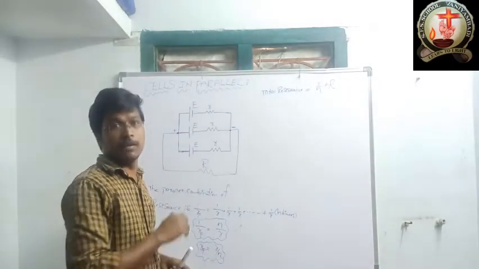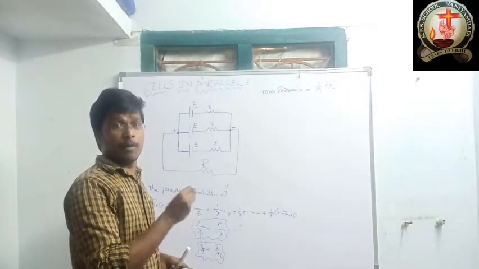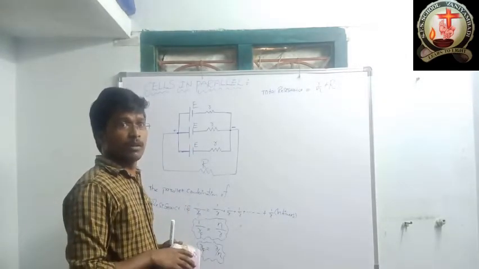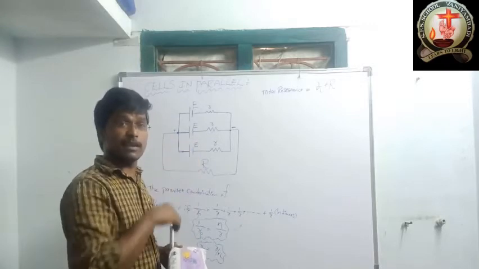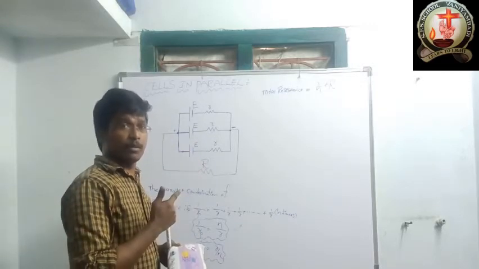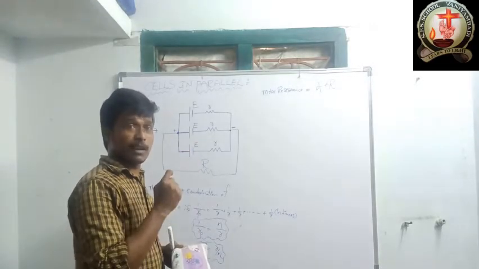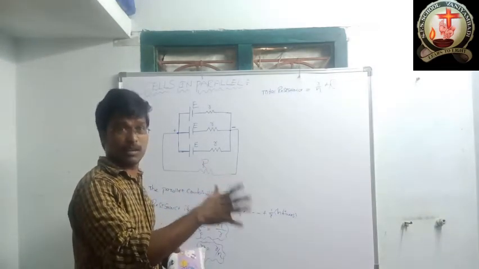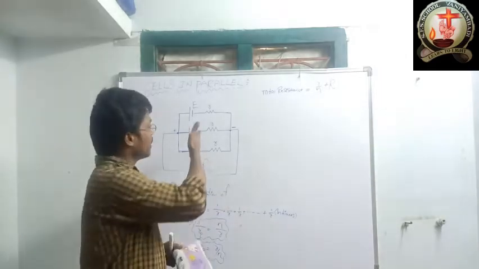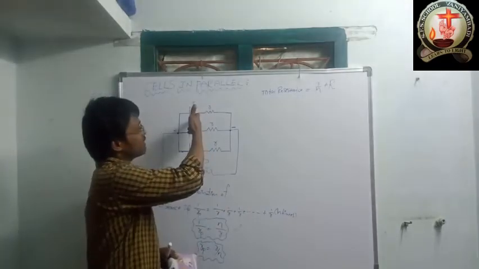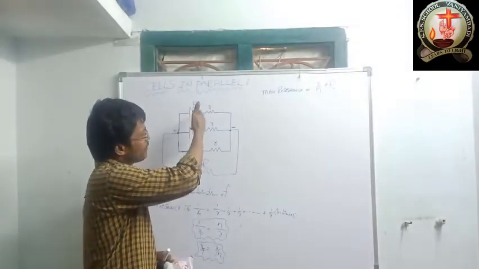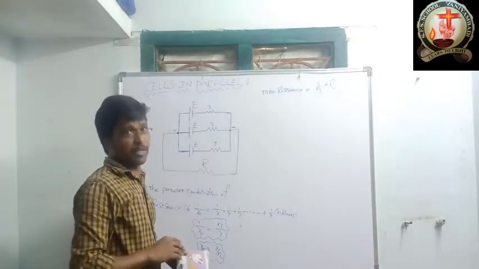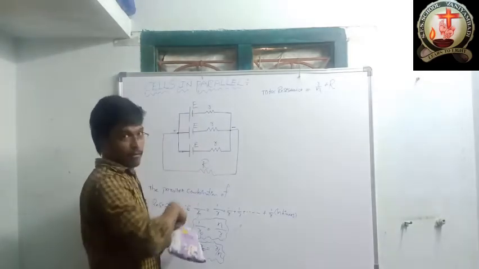Now I am going to find the total EMF of the circuit. What is the total EMF of the circuit? In the previous class, cells were in series, so N cells are there, and N into E is the total EMF. Here all are in parallel. This is one cell having EMF E, this is one cell having EMF E, this is one cell having EMF E, but these are all connected in parallel format.